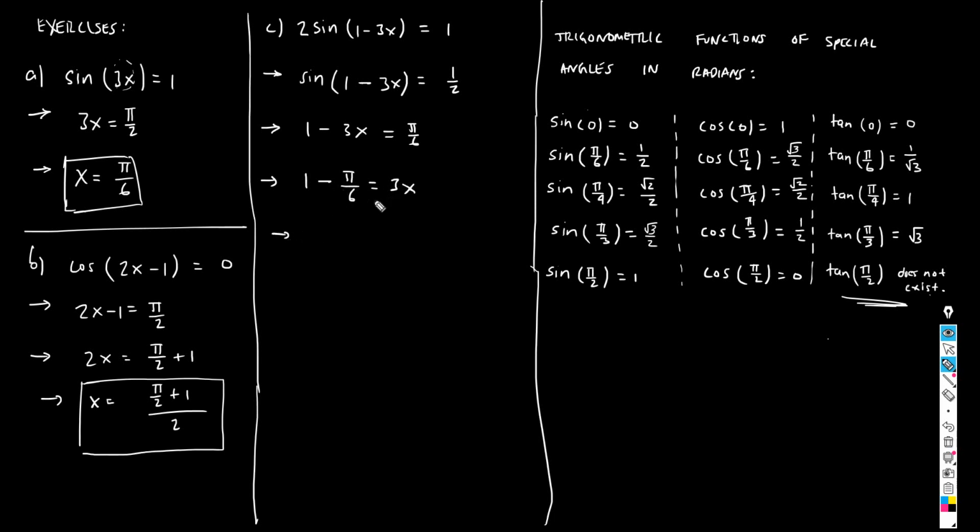Okay. And then we just divide both sides over 3. 1 minus pi over 6 over 3 equals x. That's it, guys. It's that simple.